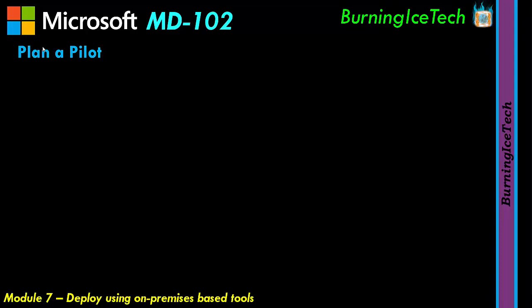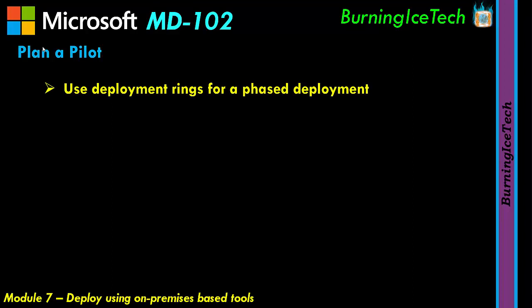And then on the day when you deploy this to the whole company in full, hopefully you've solved most of the issues. And there's bound to be a couple of new issues as well. There's always going to be issues, but hopefully you would have taken care of most of them. All right, so with regards to planning a pilot, use deployment rings for a phased deployment, guys.